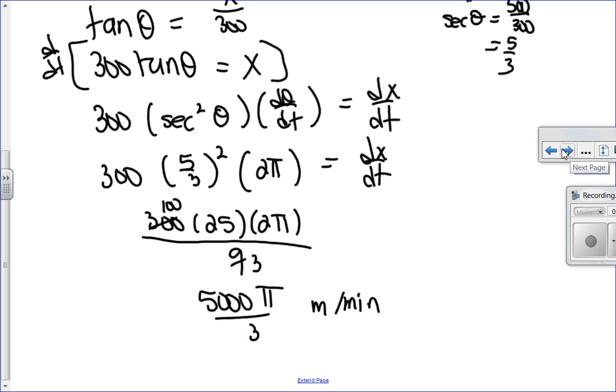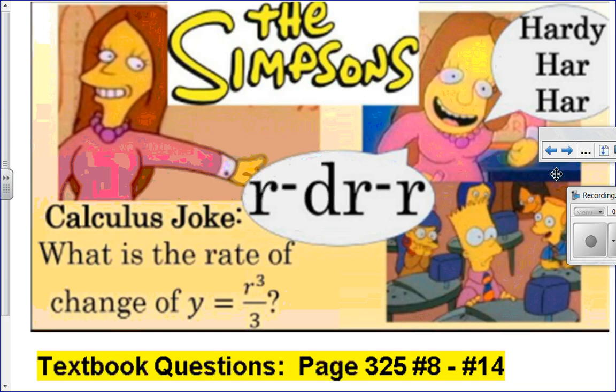Okay, so I hope those two examples helped. I have a great Simpson-inspired joke from The Simpsons, a calculus joke for you. What is the rate of change of y equals r cubed over 3? Well, if you take the derivative, it's going to be r dr r, or as the teacher's saying, hardy har har.